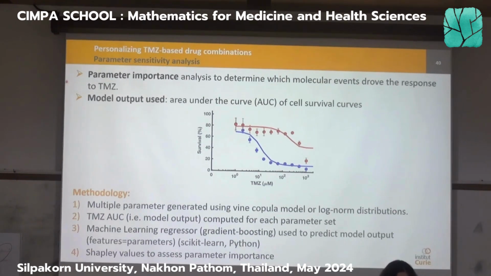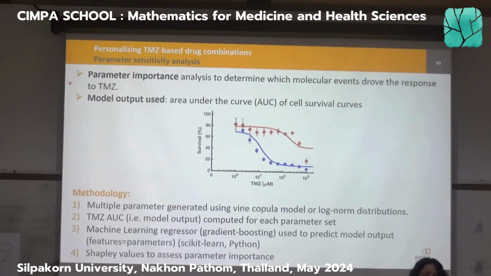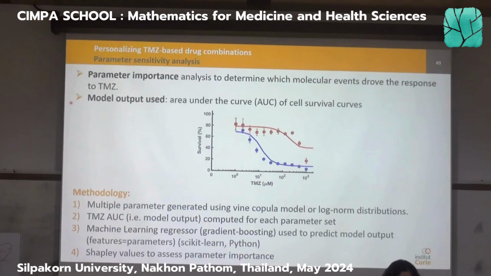So first of all, you decide which parameter you want to study. For us, it was almost all of them. Second, you decide the output of the model that you want to study the sensitivity on. In our case, we are going to use the AUC of the cell survival curves. We have done two different studies for resistant and sensitive cells.